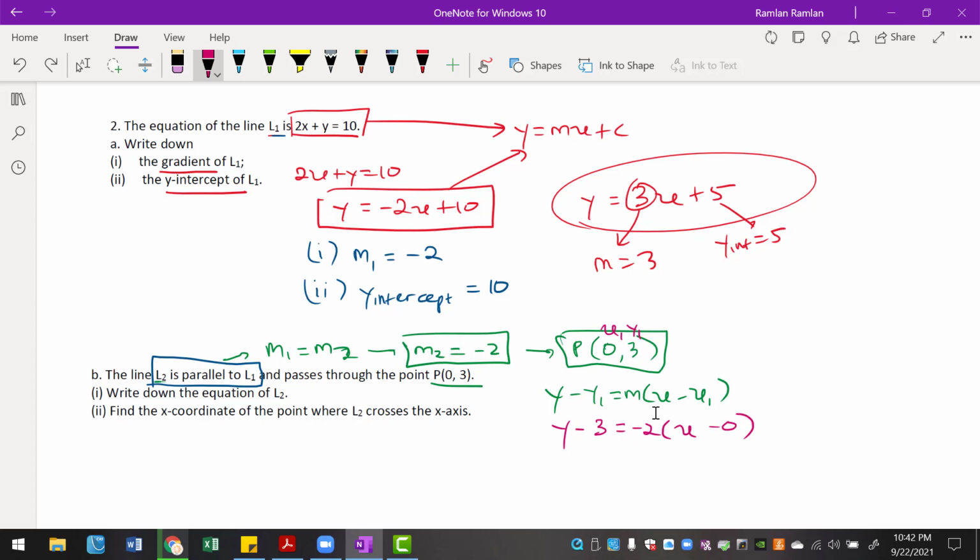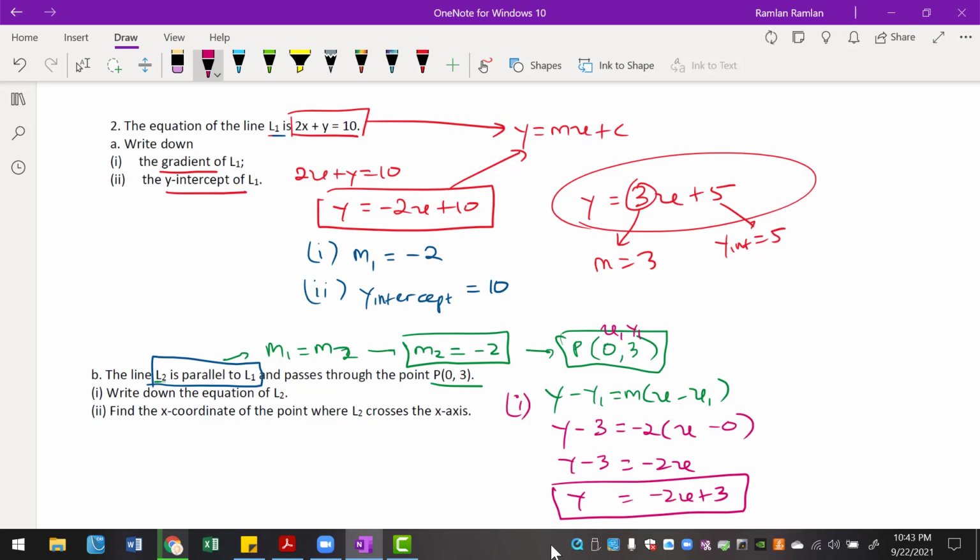Okay, so now let's expand. We have y minus 3 equals minus 2 times x, which is minus 2x, and minus 2 times minus 0 is just 0. Because the question doesn't specifically require a certain form of line equation, normally we write it in gradient y-intercept form. So I'm going to move that minus 3 to the right, and that will be minus 2x plus 3. So this is going to be the answer for part I.